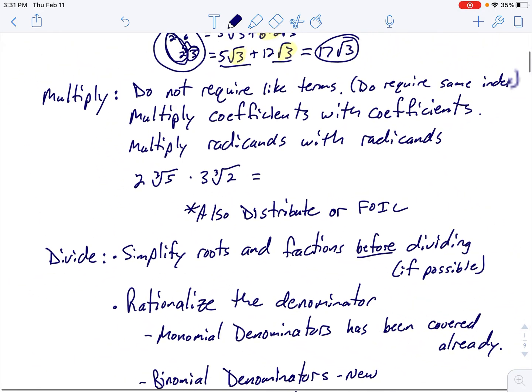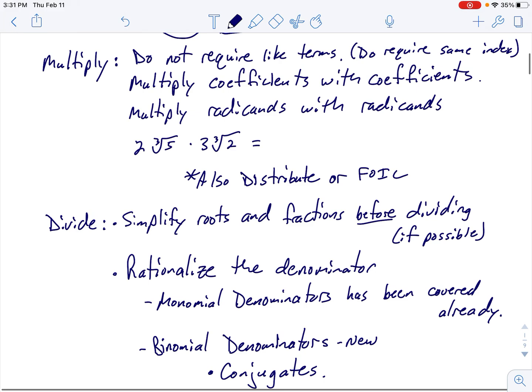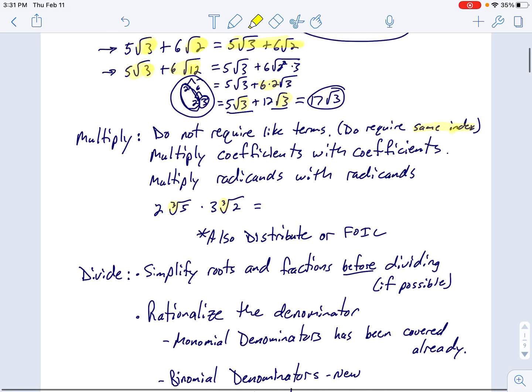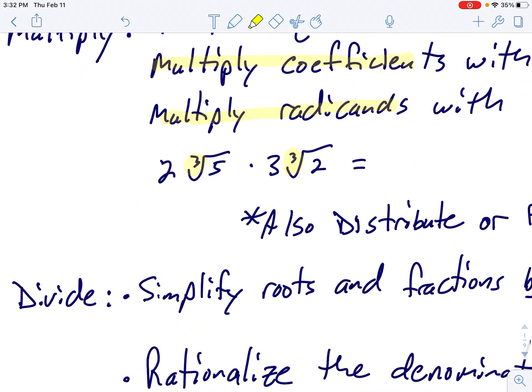Then we get into multiplying. When it comes to multiplying radicals, you do not need like terms. You can multiply anything together. They don't have to be the same type of radical. Now, they do have to have the same index. So you can only multiply square roots with square roots, or in my example here, a cube root with another cube root. But the 5 and the 2, those don't have to be the same. So to multiply radical expressions, you multiply the coefficients by the coefficients and the radicands by the radicands. All right, what the heck is a radicand? Radicand is just the number under the radical bar.